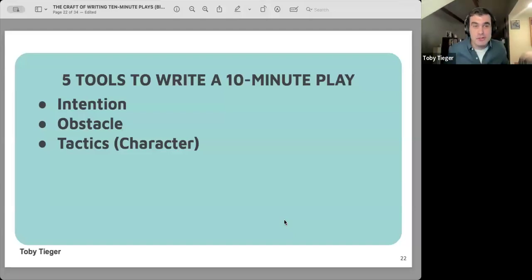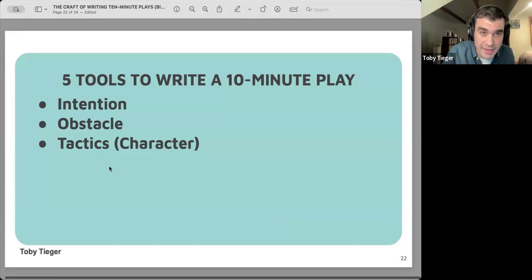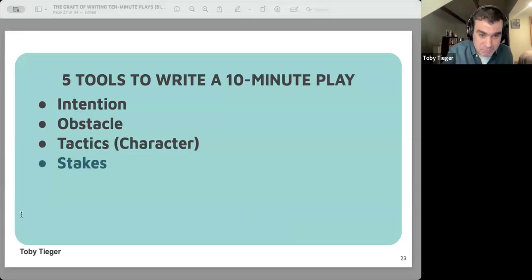Okay, so those are 3 of our tools. Your intention and your obstacle, these are your clothesline. These are what makes the drama feel like it's dramatic and feel like you're watching a story. The tactics are the thing that's going to help you understand who are the people that you're watching. What are they doing? Why are they doing it? And that's then going to give you a sense of them as people because you can't get inside their minds. And so all you can use are the behaviors that they are exhibiting. So what is next? Stakes. Okay. So stakes.